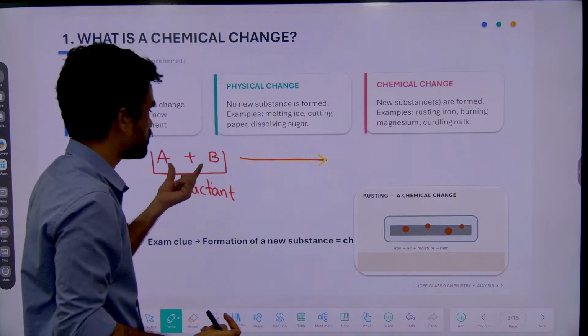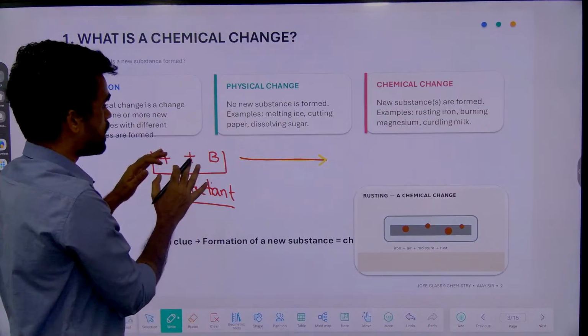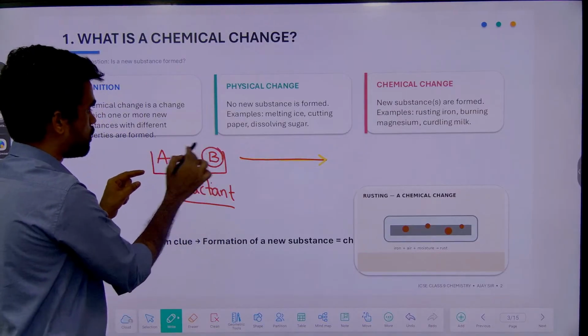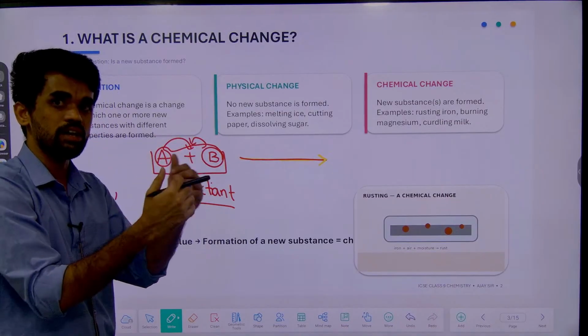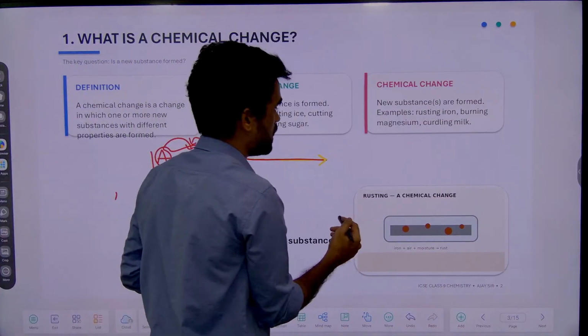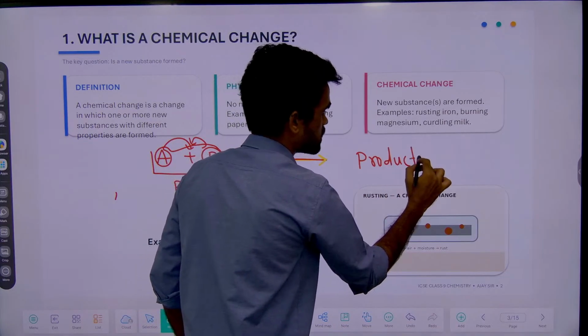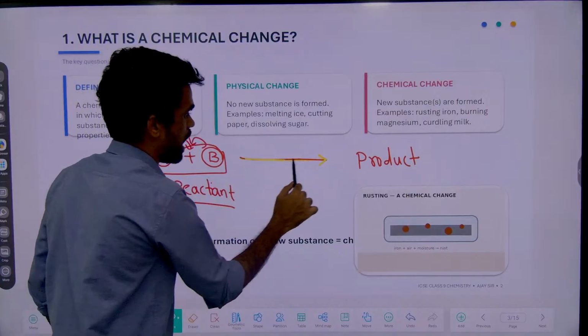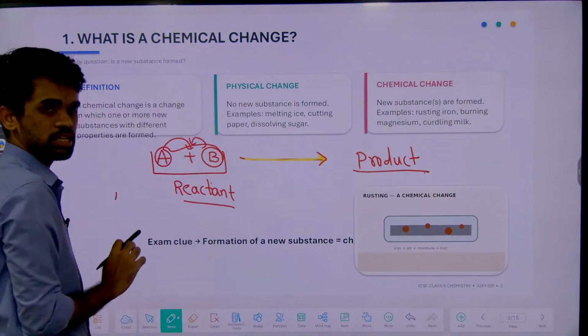So these are our starting materials. You should call them reactants. Now what happens? These reactants combine with each other, some kind of reaction happens, and finally it gives you something called product. This conversion is indicated with an arrow mark. So this side you should say product and this side you should say reactant.